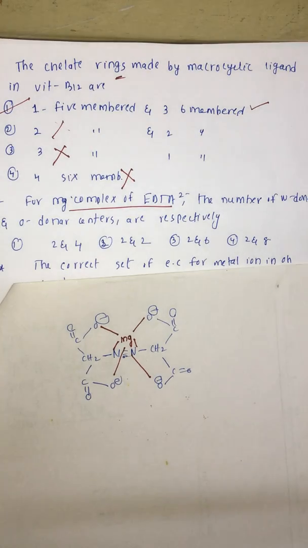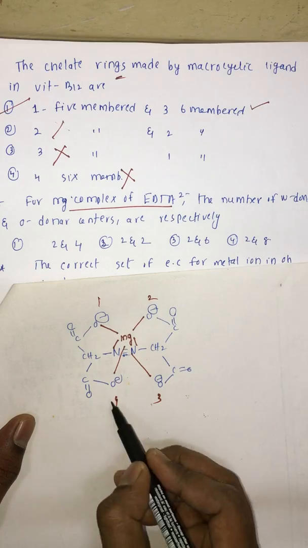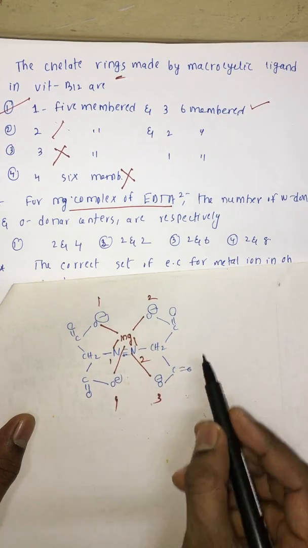So how many oxygen atoms are there? 4. 1, 2, 3, 4. How many nitrogen atoms? 1, 2. So the answer will be 1, 4.